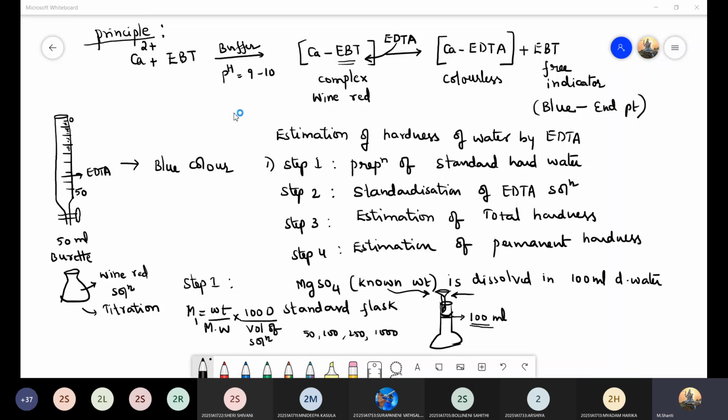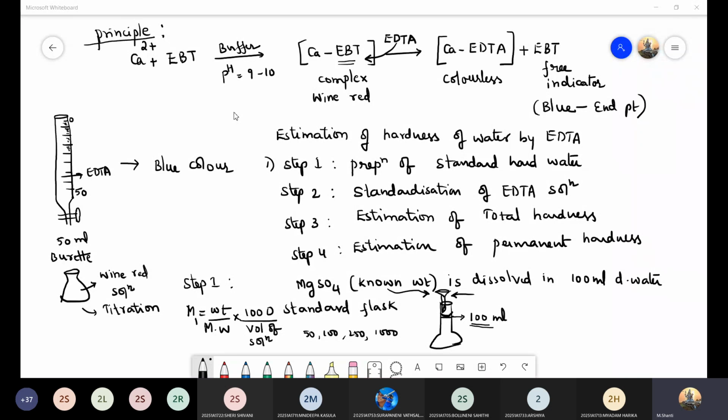The other way of preparing this standard hard water would be by taking calcium carbonate of known weight and dissolving it in a minimum amount of dilute HCl, then adding water up to the mark. Either you can use MgSO4 or calcium carbonate. It should be dissolved in dilute HCl because it is not soluble in water thoroughly.